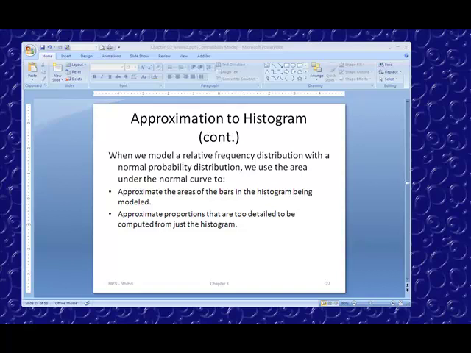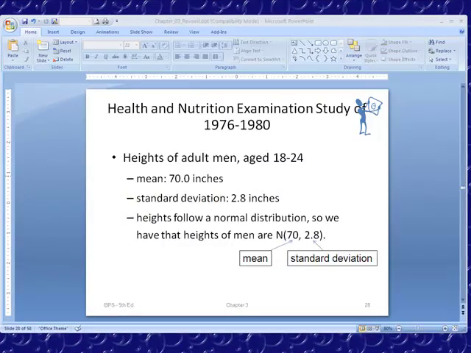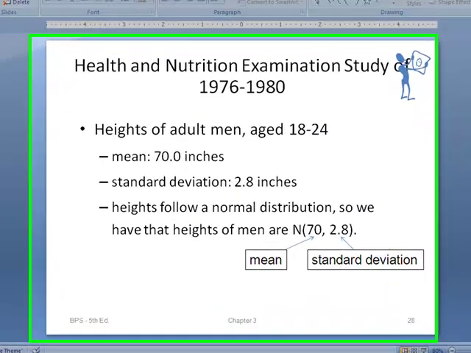So to continue with Chapter 3, we're going to work with approximations to histograms. Now, when we model a relative frequency distribution with this normal probability distribution, we use the area on the normal curve to approximate the areas of the bars in the histogram being modeled. Or we can approximate proportions that are just too detailed to be computed from just the histogram. Now we're going to take a quick look at an example.